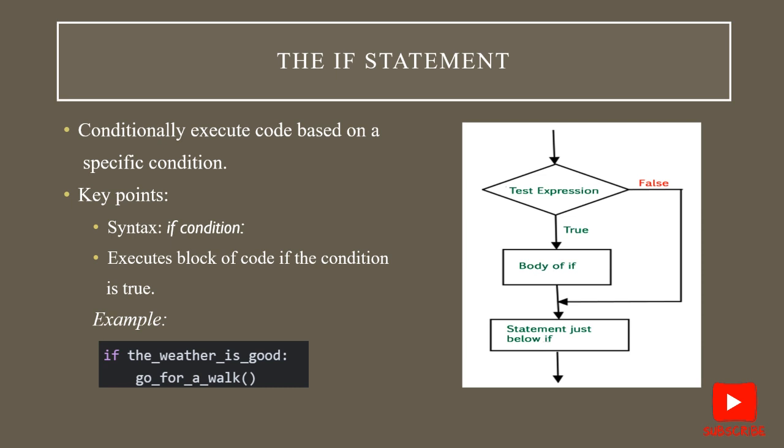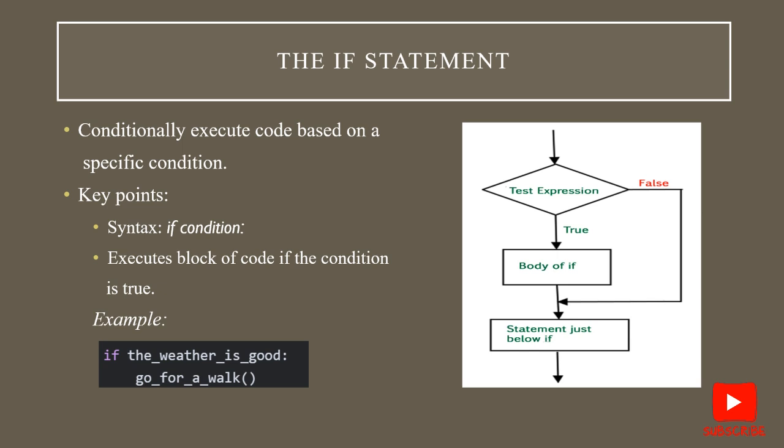Let's start with the most basic conditional structure, the if statement. This is the simplest form of decision making in Python. You use if to test whether a condition is true. If the condition is true, Python will execute the block of code that follows the if. If it's false, Python just skips it.